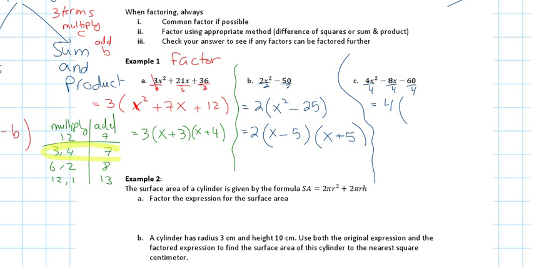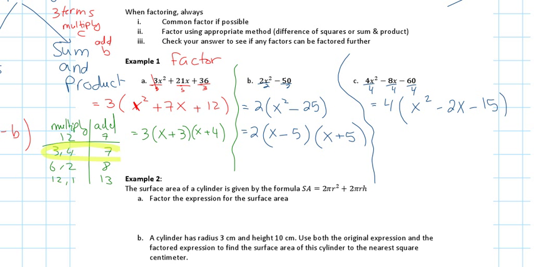x squared, minus 2x, minus 15. No, it won't be 12, it should be 15. You're right. Okay? Good. So, leftovers, binomial or trinomial?